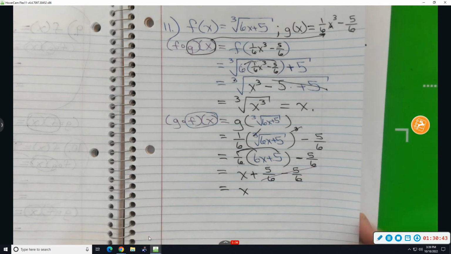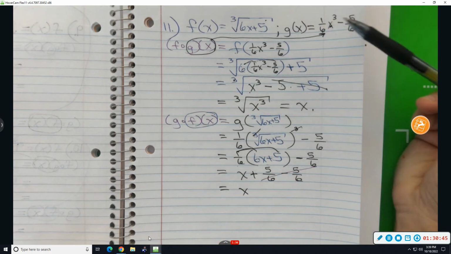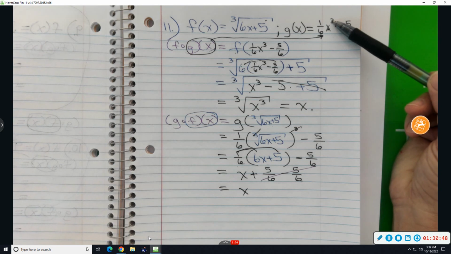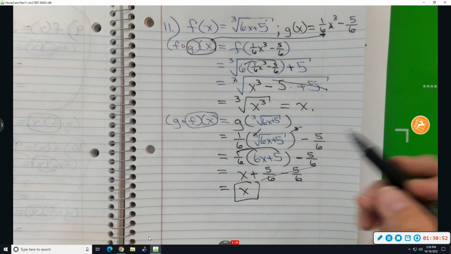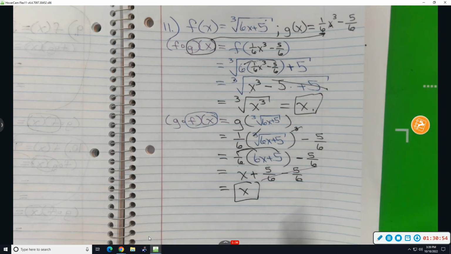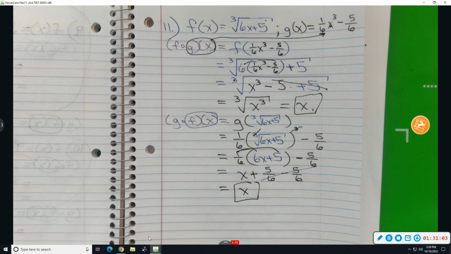So even the messier function with the cube root and the cubing operation, they still both reduce to x. Any questions there?